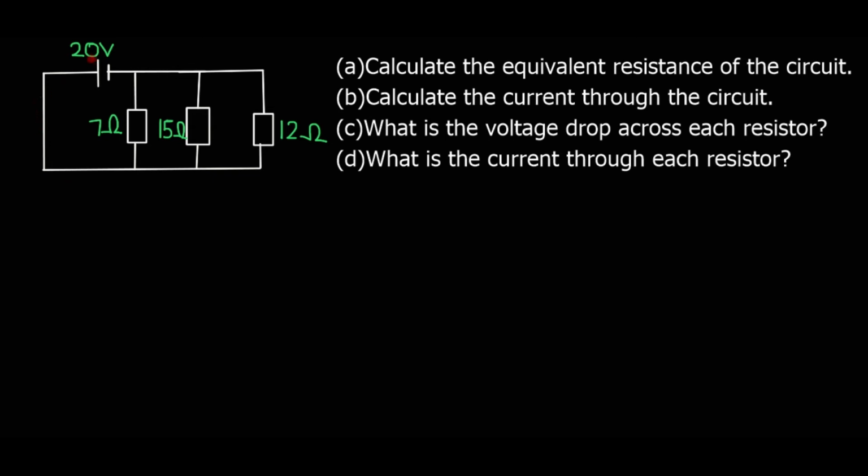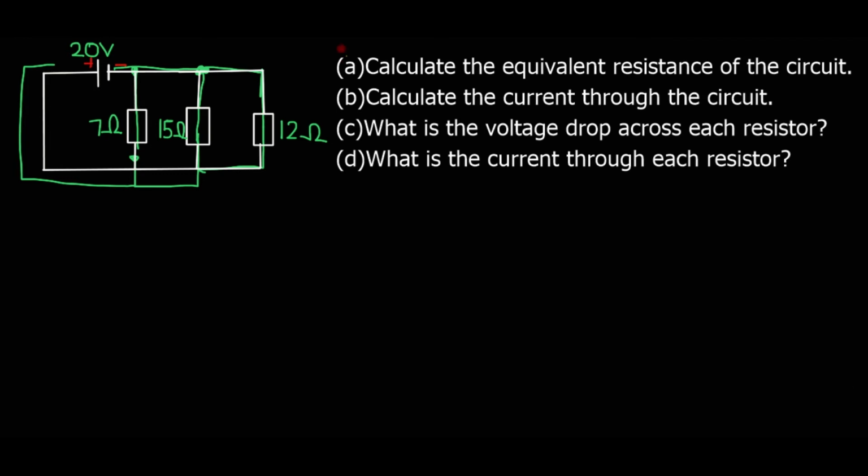You can see that this is our positive and this is our negative. This means the current moves in this direction and enters at this resistor, another enters at this resistor, and another at this resistor. The currents meet here, and then they go together up until this point. So because the current divides, this means this is a parallel circuit.